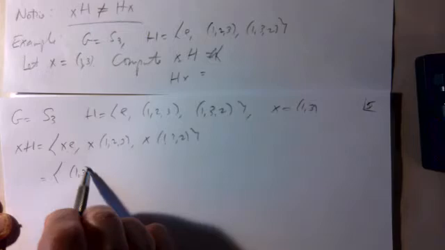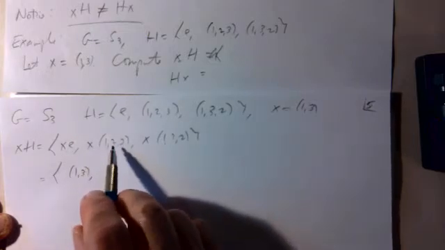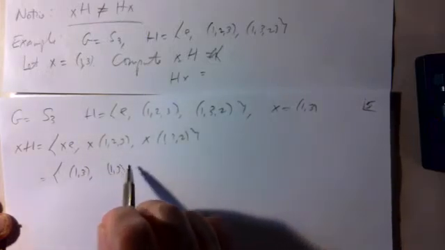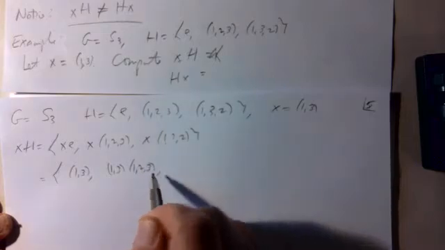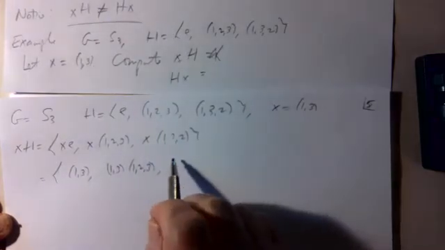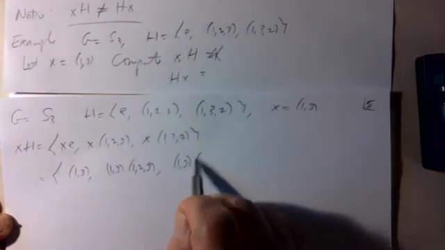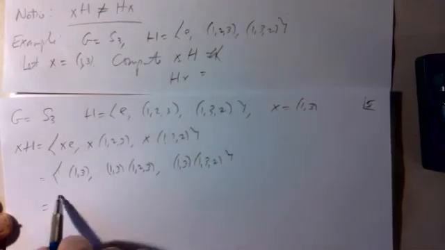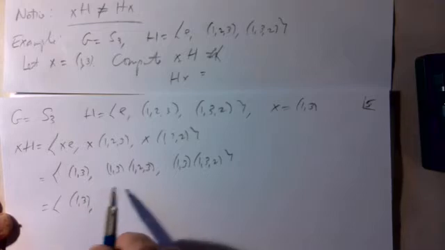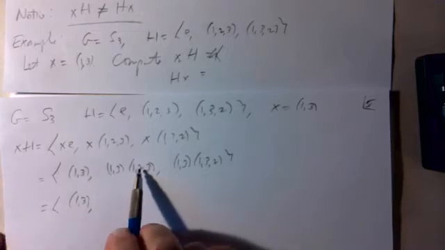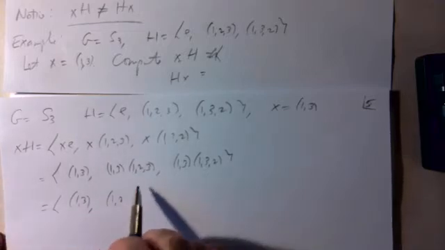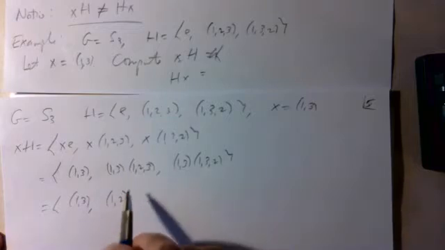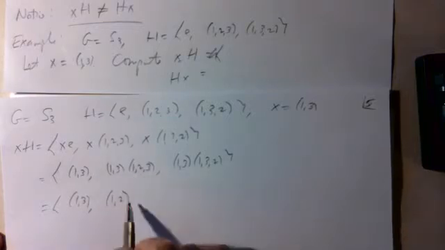So X times E is just X, which is (1 3). X times (1 2 3) is (1 3) times (1 2 3). X times (1 3 2) is (1 3) times (1 3 2). What is that? Well, this is (1 3). What is this? This sends 1 to 2, 2 goes to 3, goes back to 1. 3 goes to 1, goes to 3. So this is just the transposition (1 2).